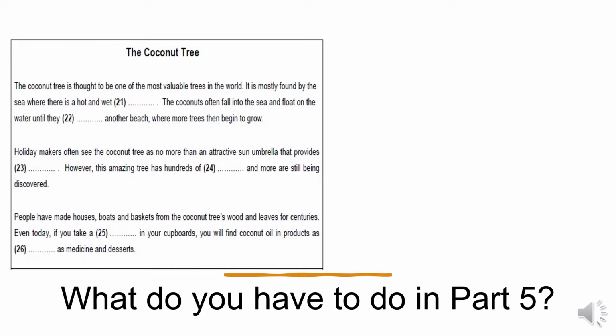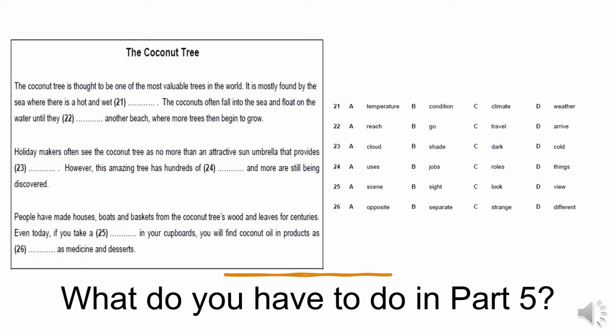In this part, there is a shorter text with 6 gaps. For each gap, you can choose from 4 options A to D. Reading part 5 mainly tests your vocabulary but also some grammar. Here you can see an example text. It is not very long with only around 150 words. There are also 6 numbered gaps. You have to put one word in each of those gaps. The possible answers look like this. There are always 4 options A, B, C, D for you to choose from.